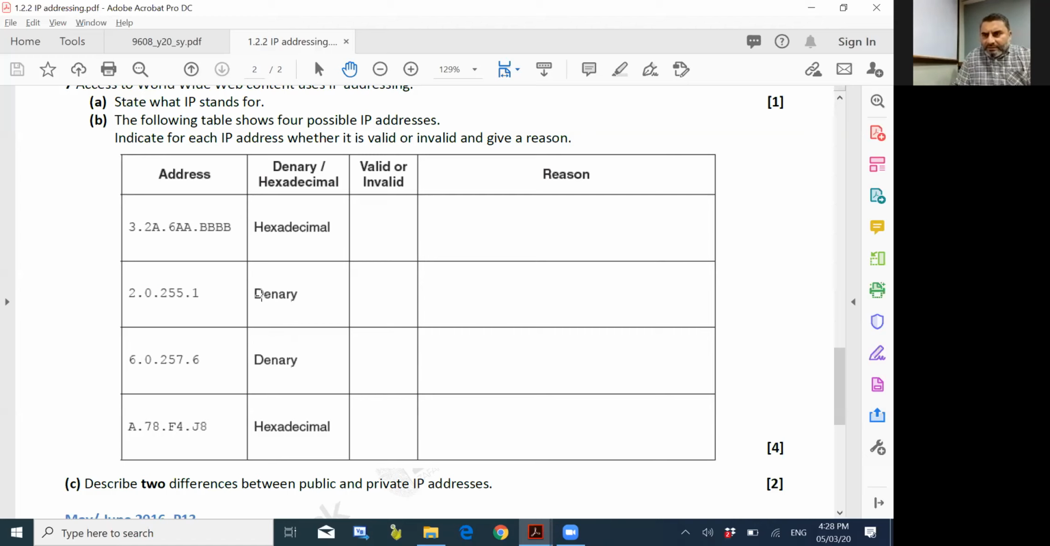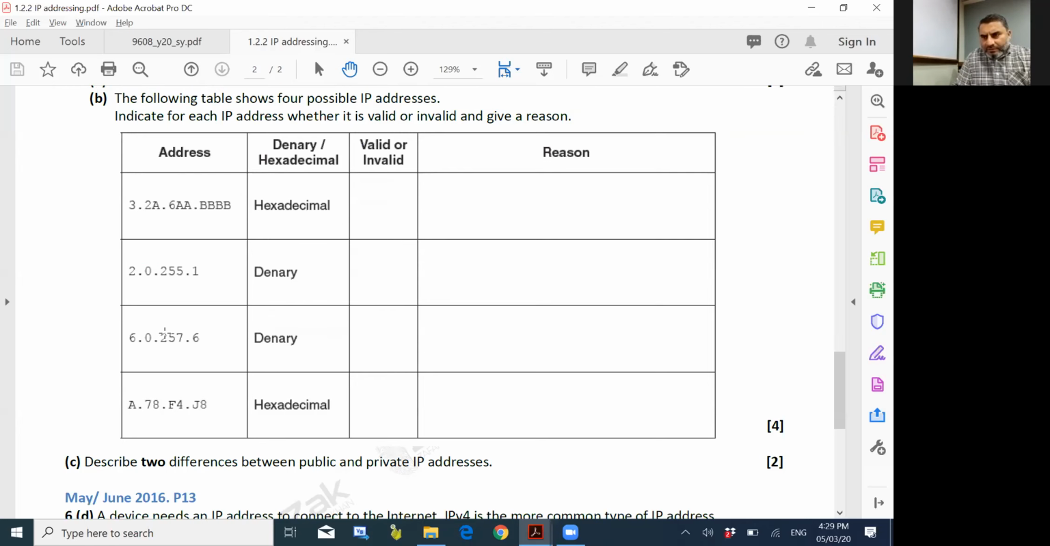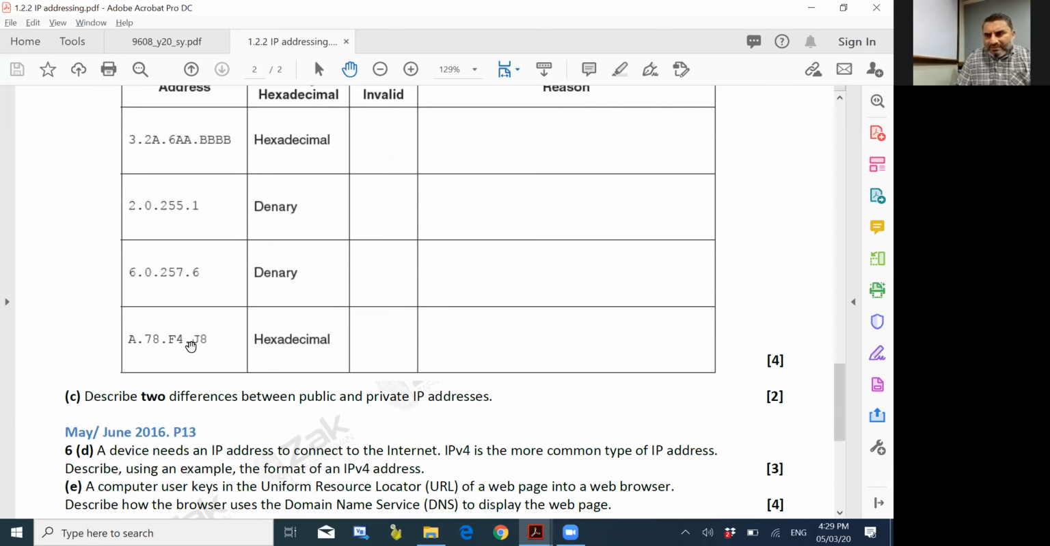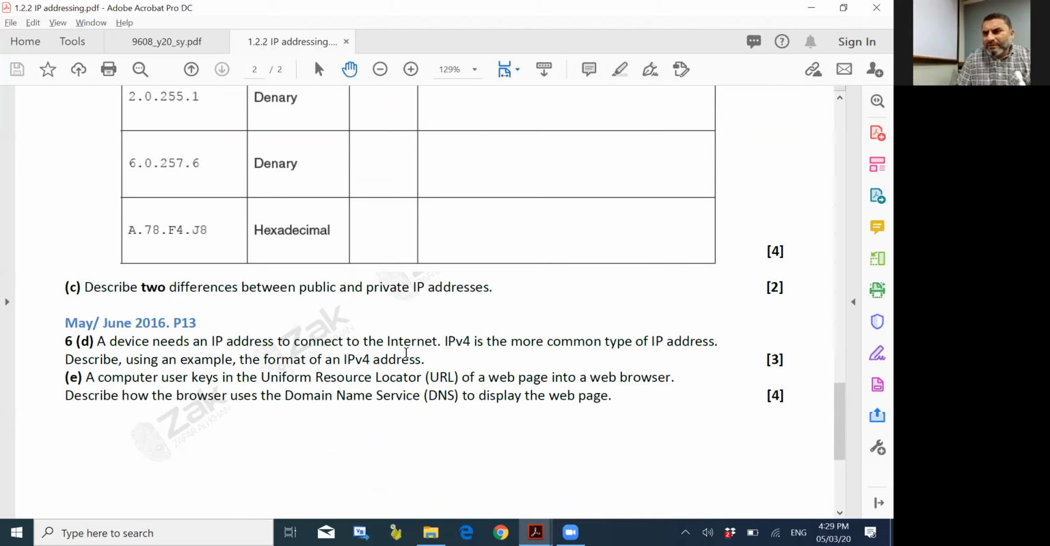This one is in denary form. 2.0.255, it is valid because it is in the range from 0 to 255, and these are 4 parts, so it is fine. And 6.0.257, because this 257 is beyond the 255 limit, it is invalid. And then hexadecimal, in hexadecimal you can directly see that J is not part of hexadecimal. Hexadecimal ends at F.